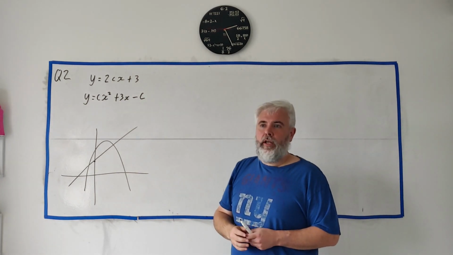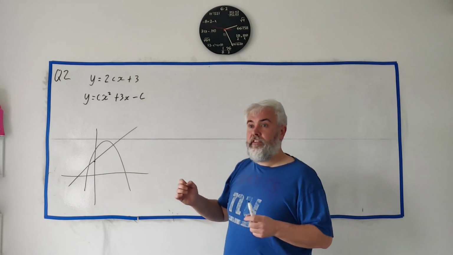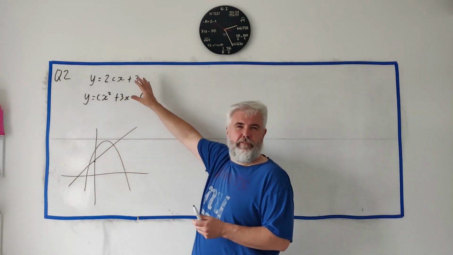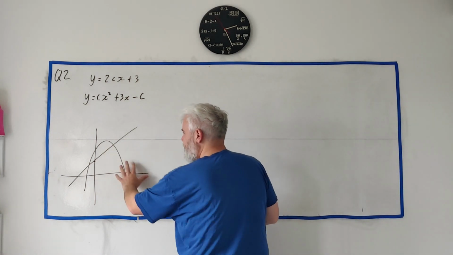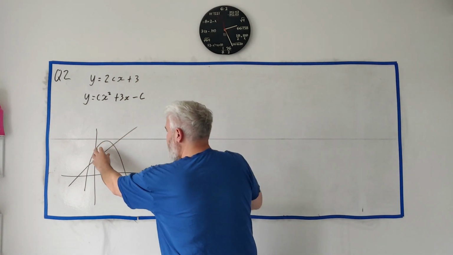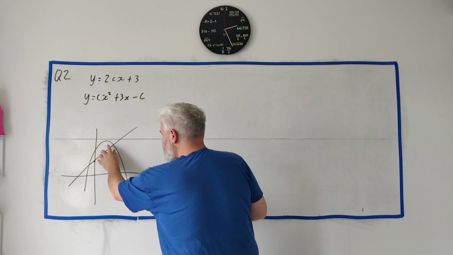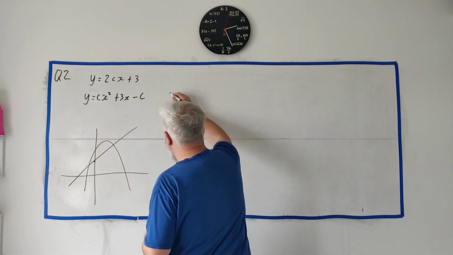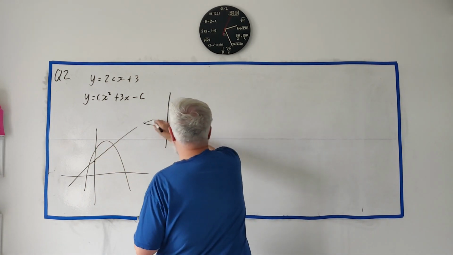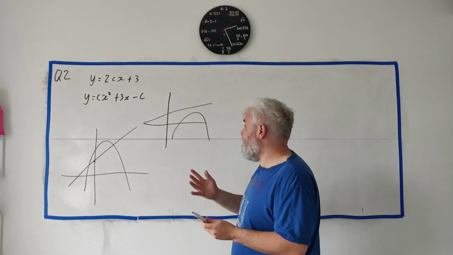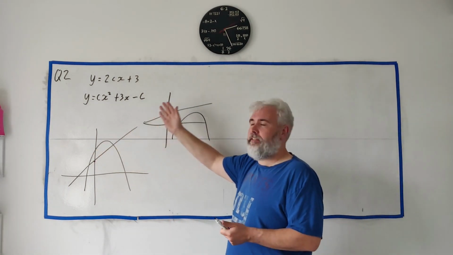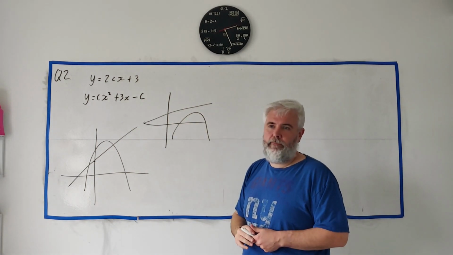They ask you, does the line and curve intersect only for certain values of c? So maybe when c is one number, it looks like this, and you change c and they intersect, but eventually it would become something like this, and they don't intersect. Is that what happens? Do they sometimes intersect, sometimes not, when you change c?